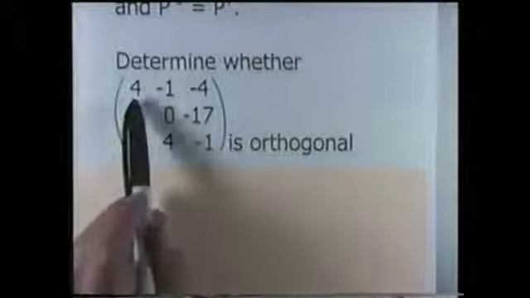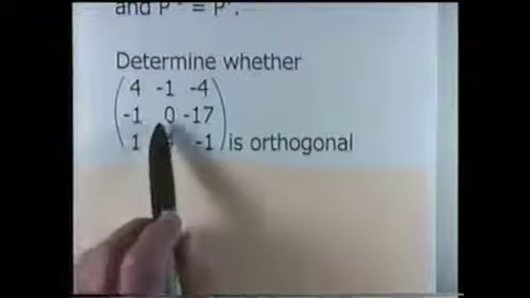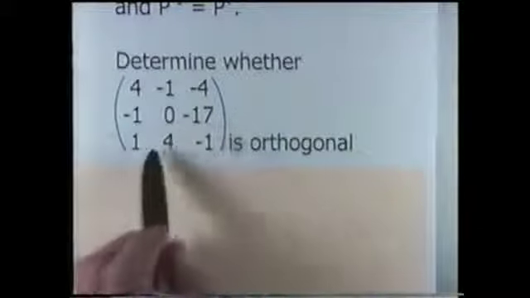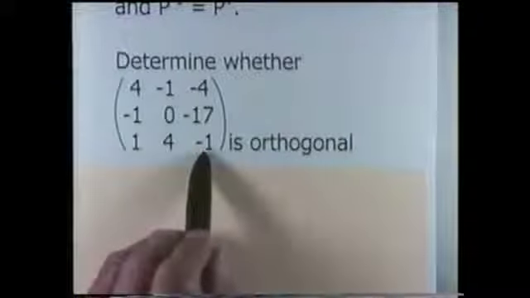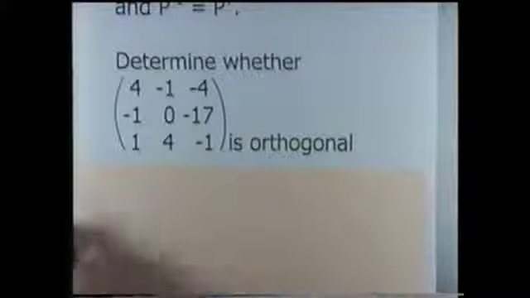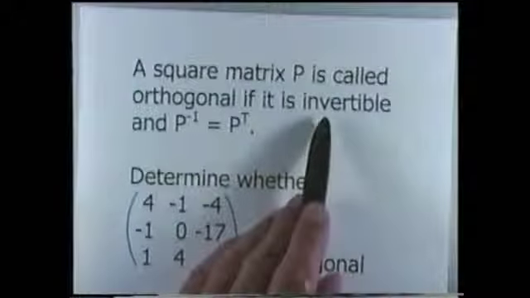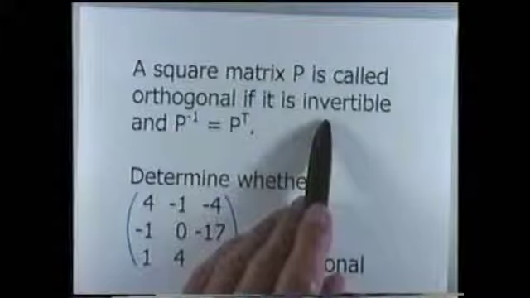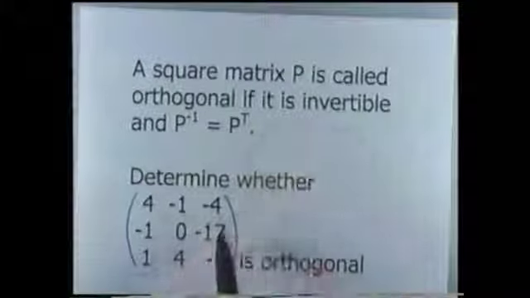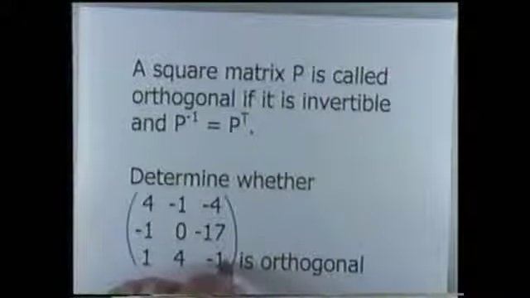Determine whether the matrix 4, -1, -4, -1, 0, -17, 1, 4, -1 is orthogonal. Well, the first thing I want to do is to find out if it is invertible. It's invertible if the determinant is not 0. Remember, if the determinant is 0, then it's singular. If the determinant is not 0, then it's non-singular, which means that it would be invertible.